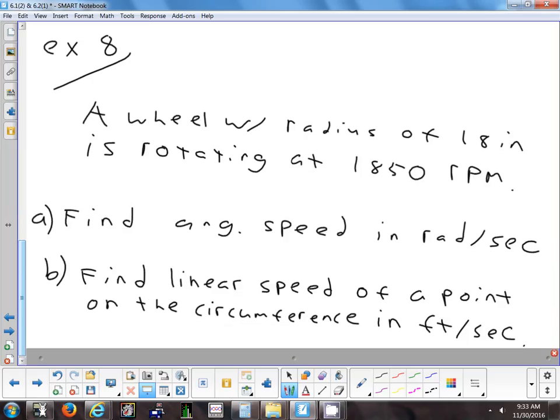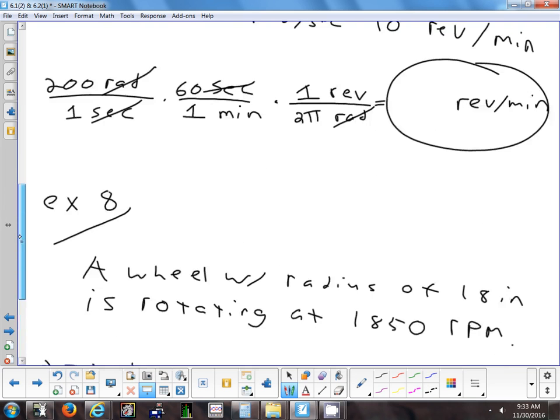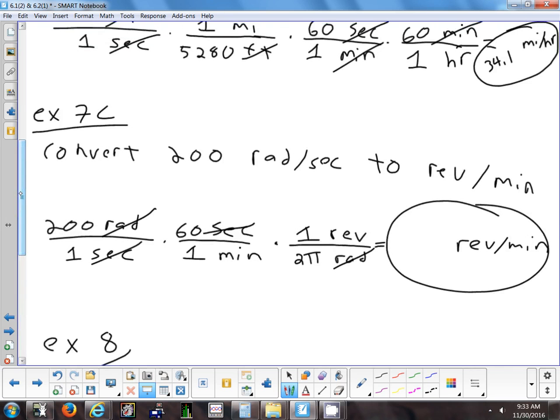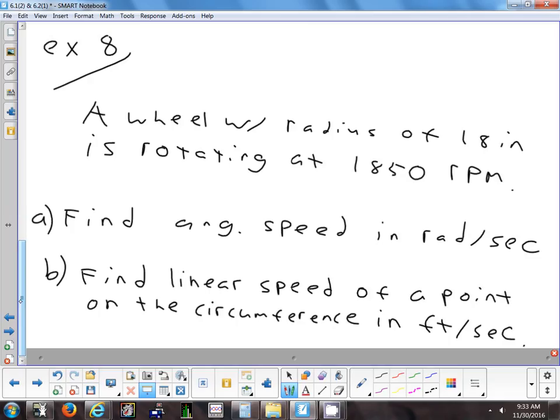Okay, I want to find the angular speed in radians per second. You know what? I think I'm going to skip that because we just did part A in the last problem. Convert between radians per second and revolutions per minute. That's exactly what we just did. So I'm not going to do part A because part A doesn't help us to do part B anyway. So let's just find the linear speed of a point on the wheel's circumference.